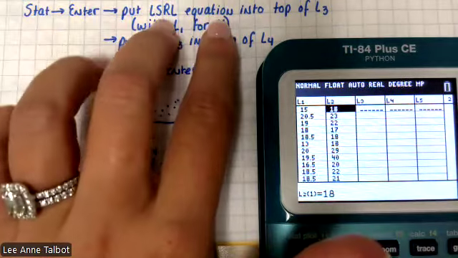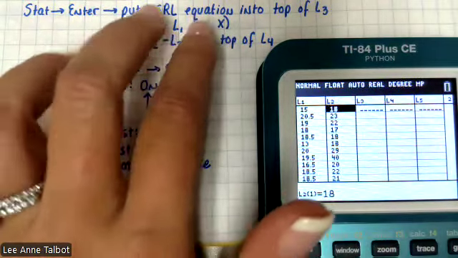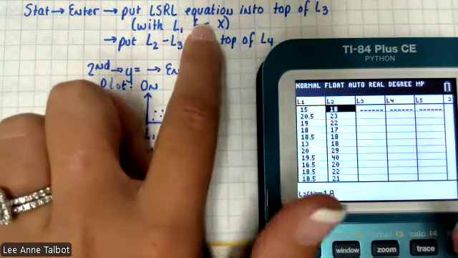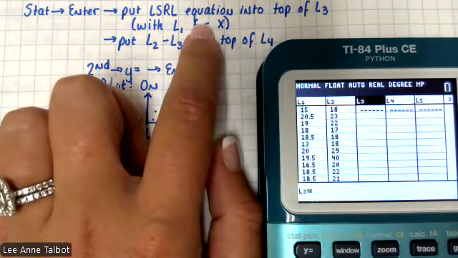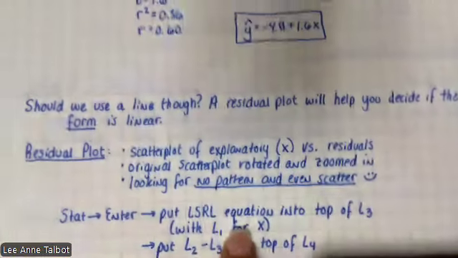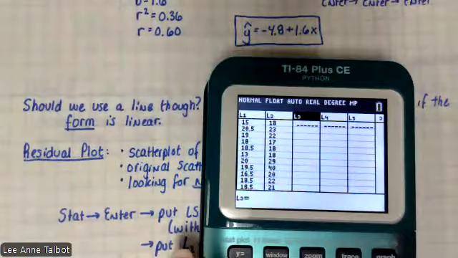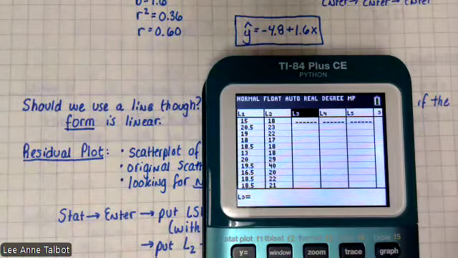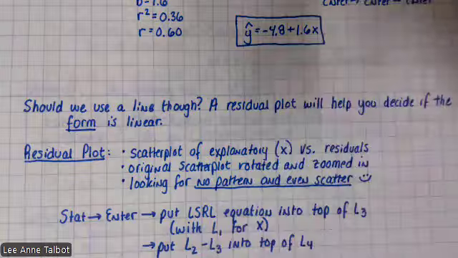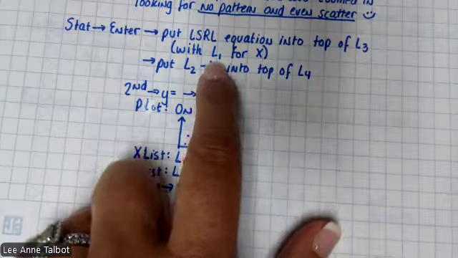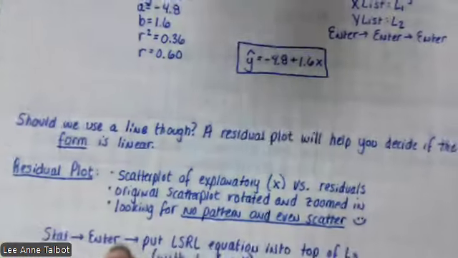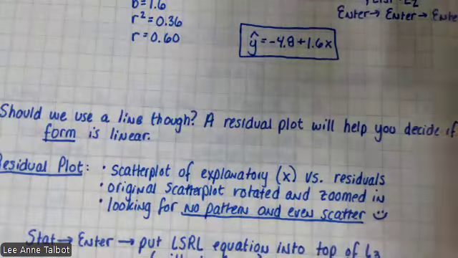This is something that I'm sure probably no one in this class has ever done before. You're going to put the equation into the top of L3. You might not have even known that your calculator was capable of putting equations up in the list, but you're going to put the equation at the top of L3. However, you have to put L1 in for X. It's going to plug L1 into all of those values. It's going to plug that X in for you.